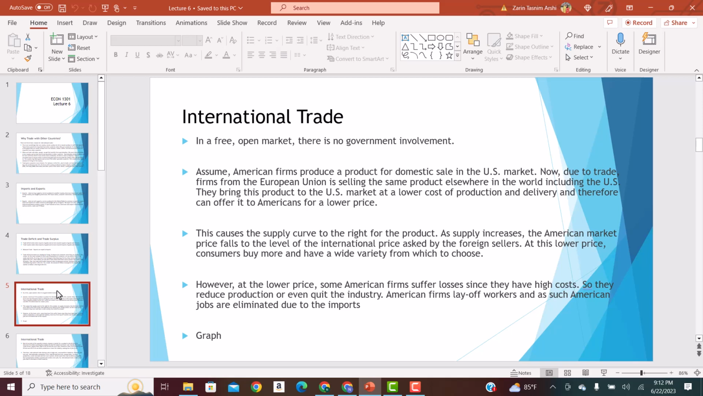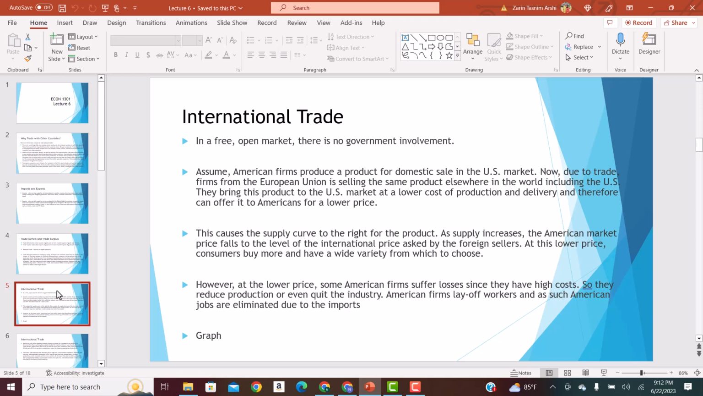In the US, if goods are produced domestically and firms are not specialized in that good, the price of that good may be very expensive. Whereas in Europe, they may produce that good at a lower cost, and they can sell these goods at a much lower price in the US. So consumers will have the option to buy these goods at a lower price, which is good for the consumer.